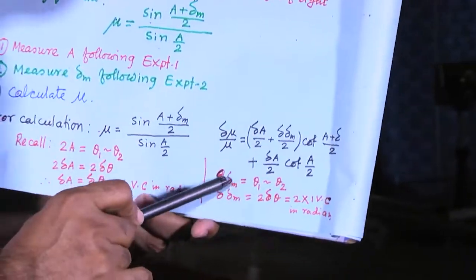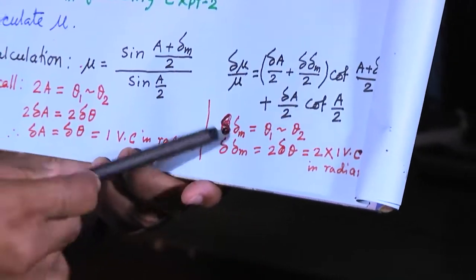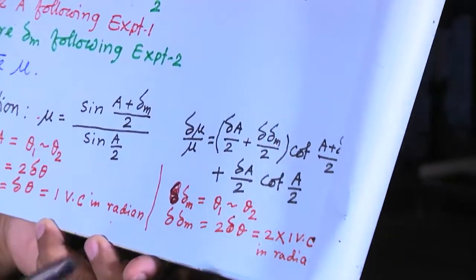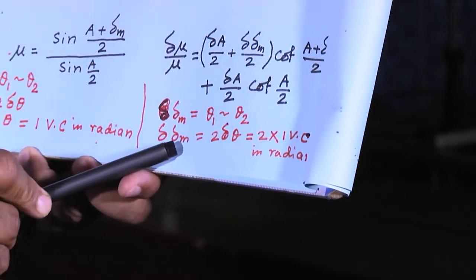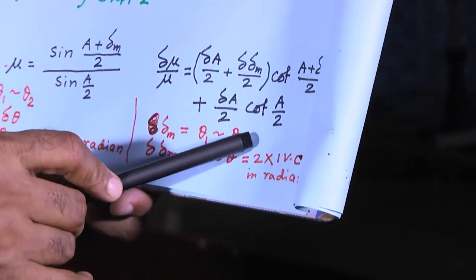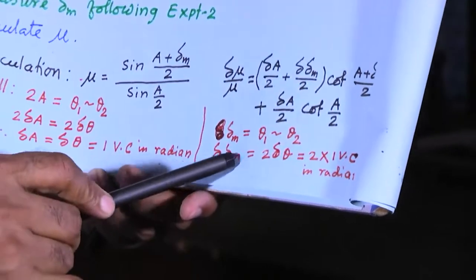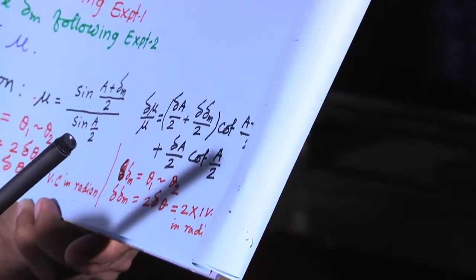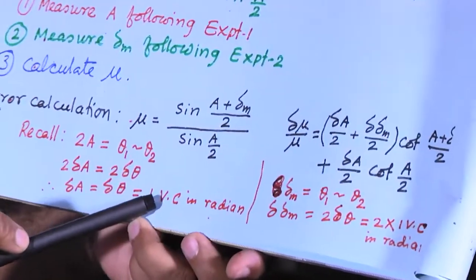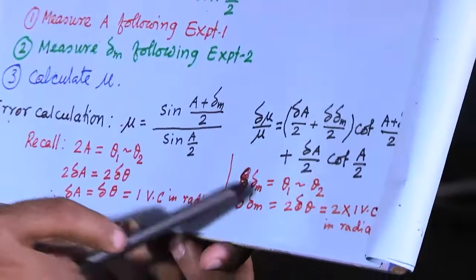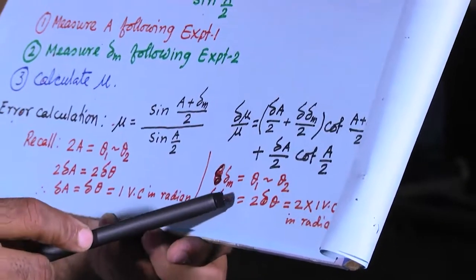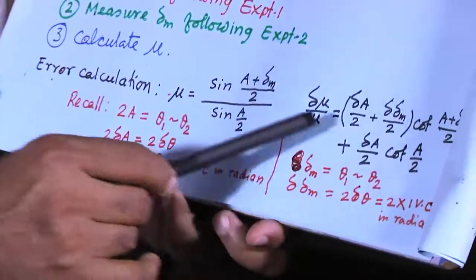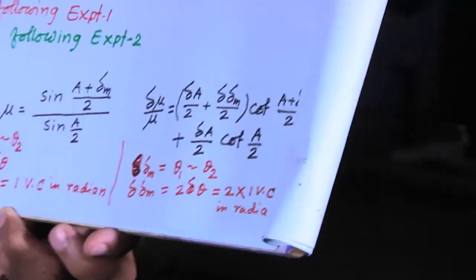Similarly for delta m also, we again took two readings, theta 1 and theta 2, and took their difference. So del of delta m equals del theta 1 plus del theta 2, which means 2 del theta. So del of delta m is basically 2 times the Vernier constant, the least count, whereas for A it is 1 times the Vernier constant. I explained why here. So del A and del of delta m are known to you, and A and delta m are known to you. Put them here and you will find del mu by mu into 100, which will give you the percentage error.